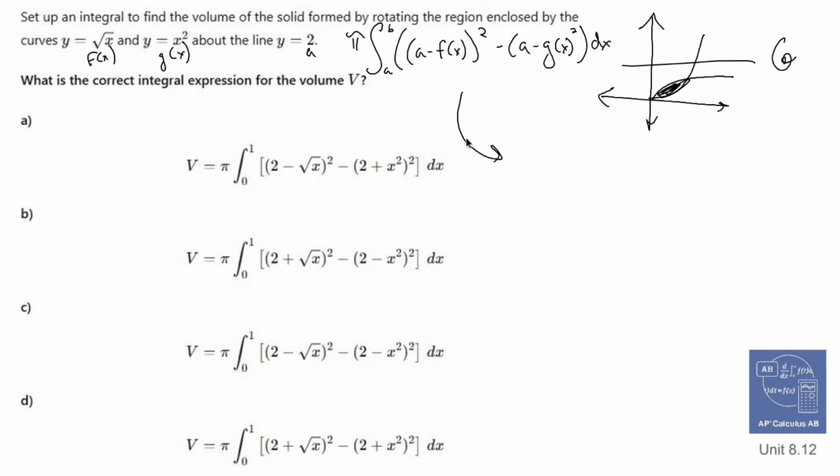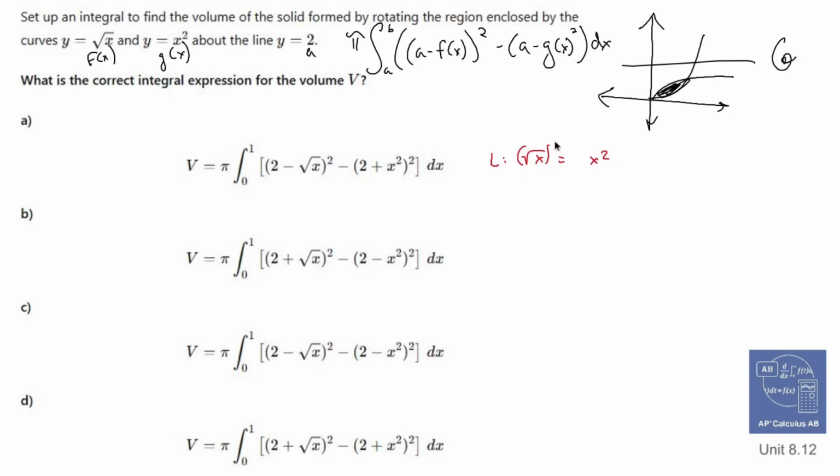So setting this up, I need my limits. I find my limits by setting these two equal to each other. Before we even set things up, I know the limits are 0 and 1, but what if this wasn't multiple choice and you actually had to figure this out? Set these equal to each other: the limits are going to be the square root of x equals x squared.